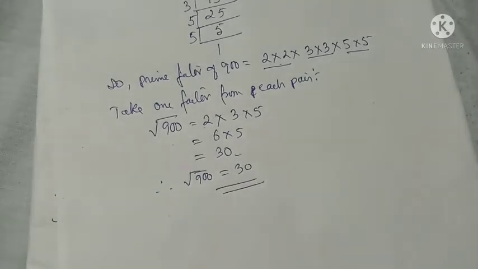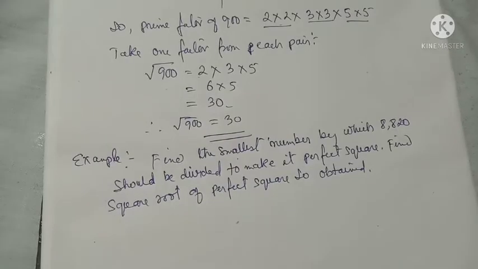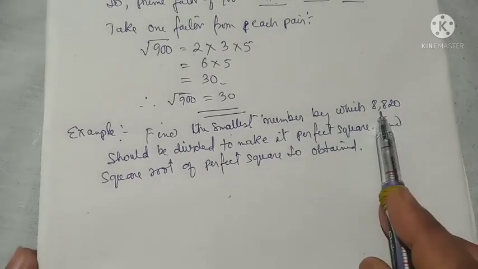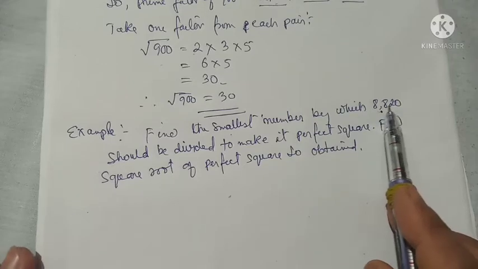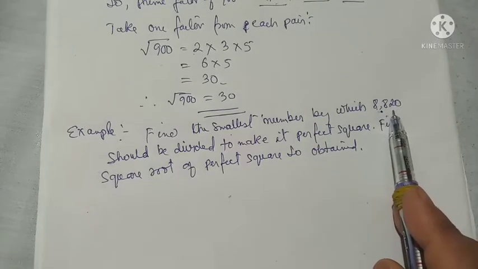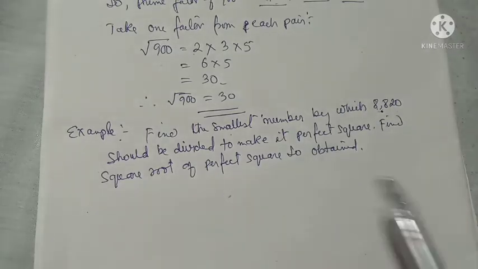In this way, we can find the square root of 900 by the prime factorization method. By repeated subtraction also, we can find the square root of the given number, and by prime factorization also we can find the square root of the given numbers. This is another example to find the square root by using the prime factorization method.